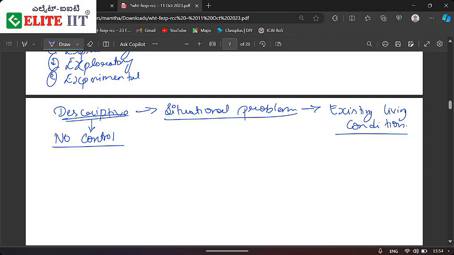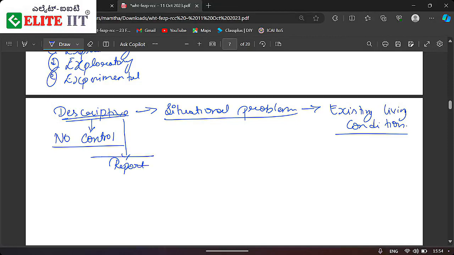The purpose of descriptive research is what? Just to collect the information without any kind of interpretation of the scenarios over here. I said, right, it is a situational problem, which is an existing living condition, where you are going to just report it.